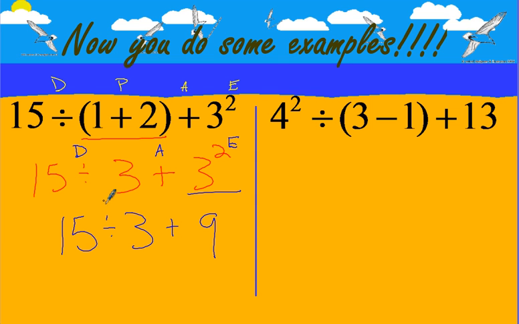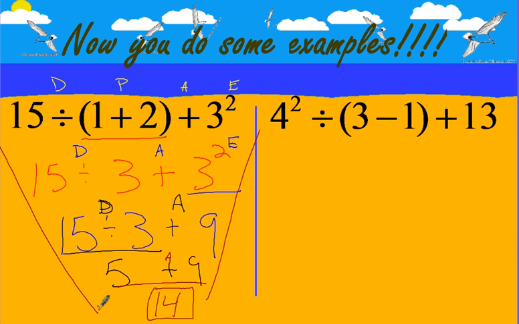I'm going to label now. I have division and I have addition. I'm going to divide first. 15 divided by 3 is 5, plus 9. I'm left with only addition here, so that's what I'm going to do, and I get an answer of 14.